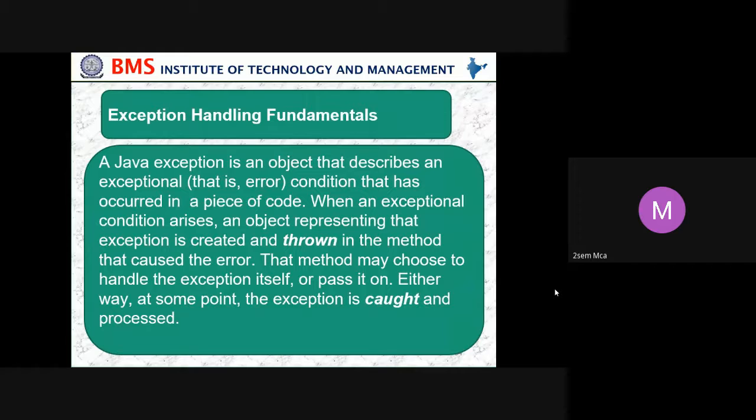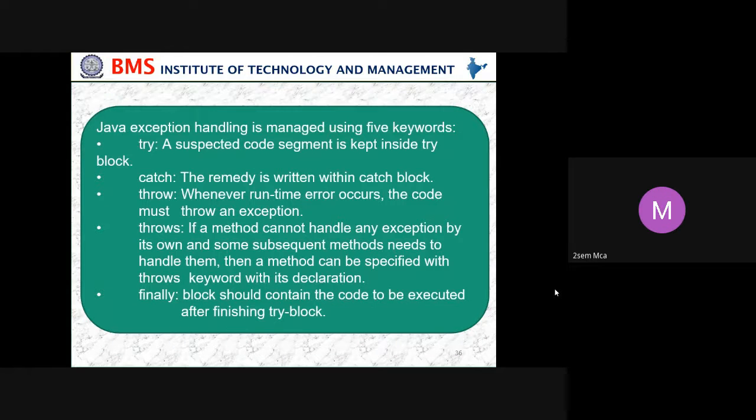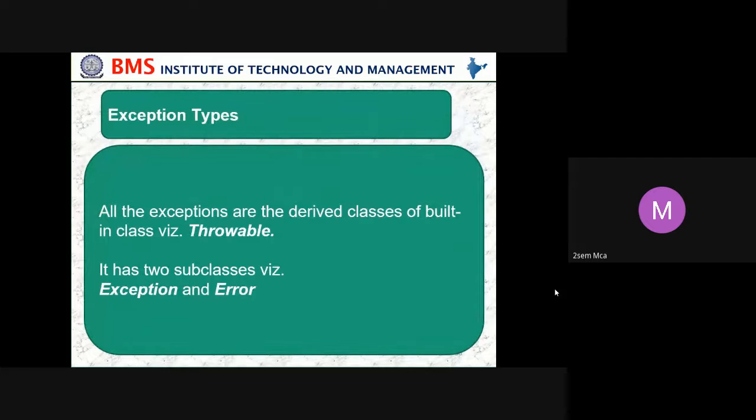Exception handling fundamentals. A Java exception is an object that describes an exceptional, that is error, condition that has occurred in a piece of code. When an exceptional condition arises, an object representing that exception is created and thrown in the method that caused the error. That method may choose to handle the exception itself or pass it on. Either way, at some point the exception is caught and processed. We have seen what Java exception handling is. We use five keywords: try, catch, throw, throws, and finally. That's what we have seen. And then the exception types.